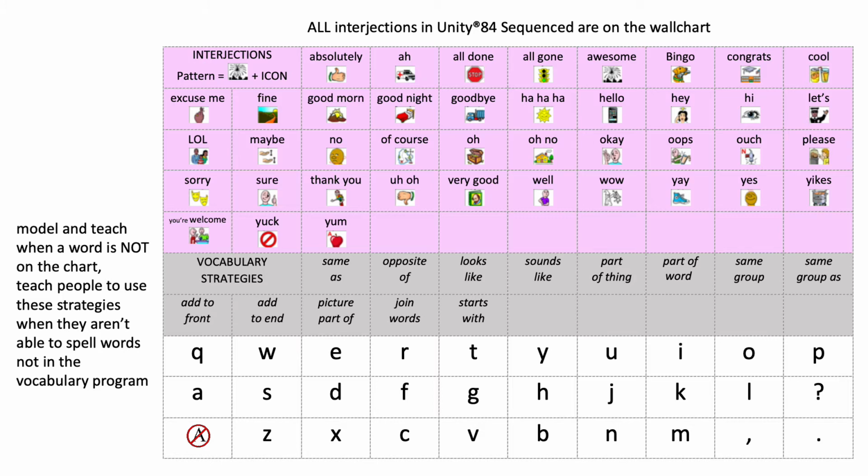These are important for modeling and teaching children how to strategically communicate an idea when, first, the word is not pre-stored in their device, and second, when the child is unable to spell the desired word. So they are placed on the wall chart intentionally near the alphabet.